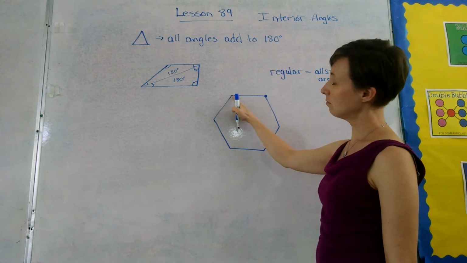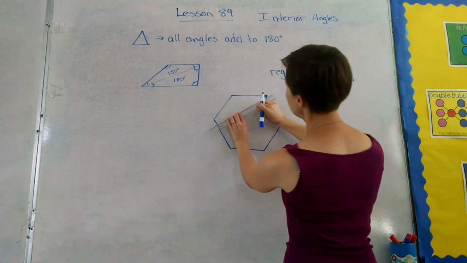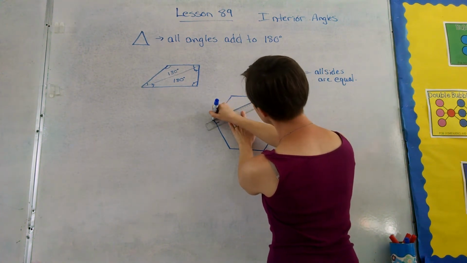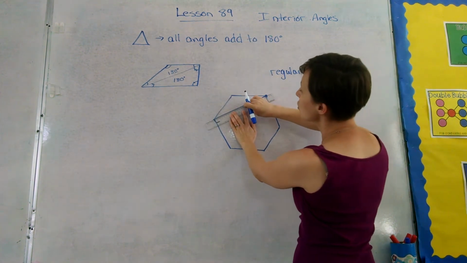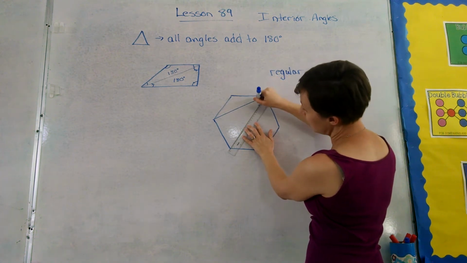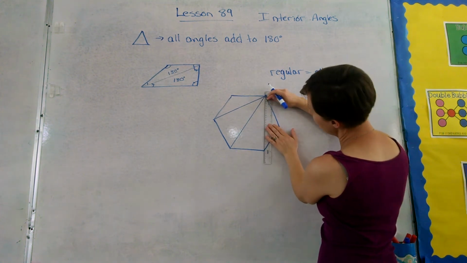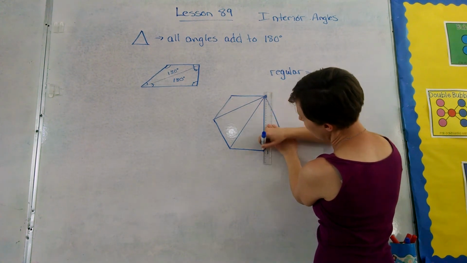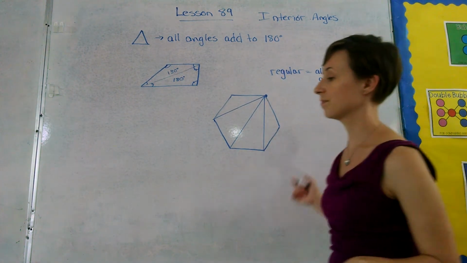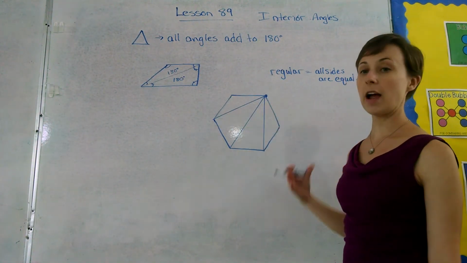Would I draw to this corner? No, that wouldn't make a triangle. How about this corner? Yeah, that would make a triangle. Let's do that. We're drawing lines to the other points so that we can try to use what we know about interior angles of a triangle to help us solve the interior angles of our hexagon. If I draw to the next corner, oops, I get another triangle. There we go. If I draw to the next corner, I get another triangle. Would I draw to this corner? No, that would just be tracing a line. So now I've broken my regular hexagon into 4 different triangles.